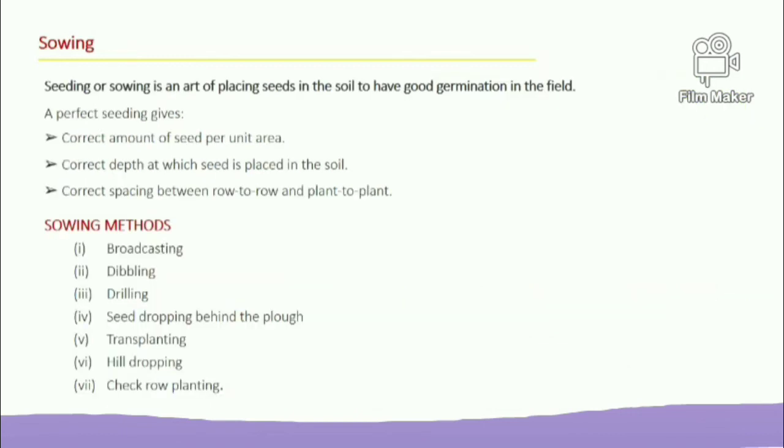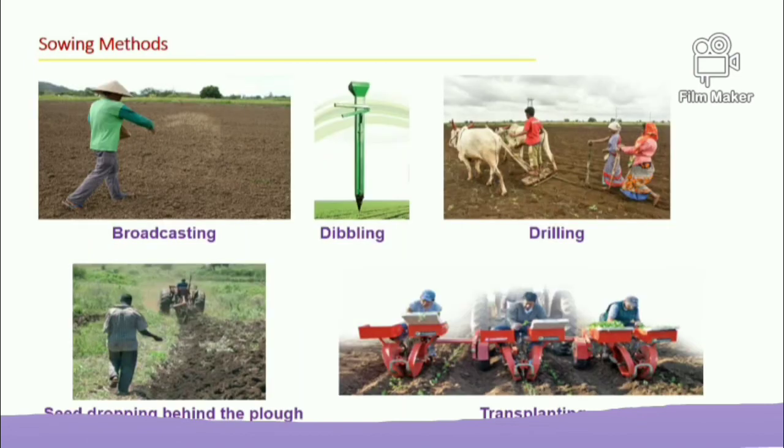result. Sowing. Seeding or sowing is the art of placing the seeds into the soil to have good germination in the field. A perfect seeding gives you the correct amount of seed per unit area, the correct depth at which the seed is placed in the soil, and correct spacing between row to row and plant to plant. Broadcasting, dibbling, drilling, seed dropping, transplanting, hill dropping and check row planting are some sowing methods.